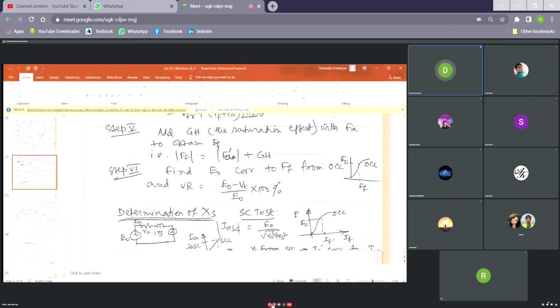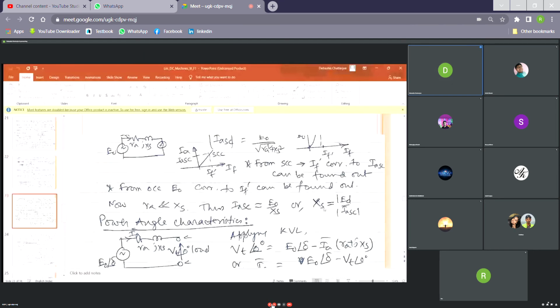Now the division of E0 by ISC, the short circuit current, will give you the measurement of XS. So that has been already known. Still, I'm repeating it here. ISC is actually E0 by square root of RA square plus XS square, looking at the equivalent circuit. So now from the SCC, you have the IF, the actual field current corresponding to that. You have to know what the EMF is, and that is from the open circuit characteristics. You can use the open circuit characteristics data, and then E0 divided by that short circuit current will give you the measurement of XS, that is E0 by the magnitude of ISC. So you can calculate XS to a fairly accurate value.